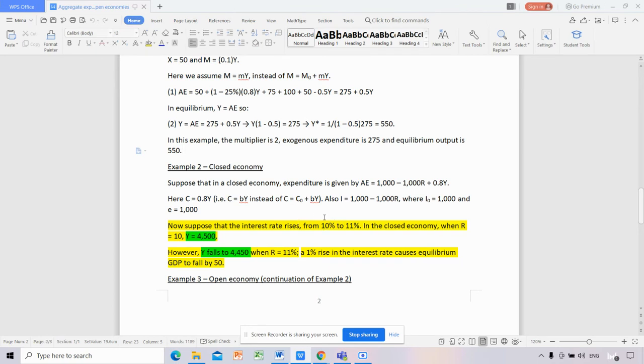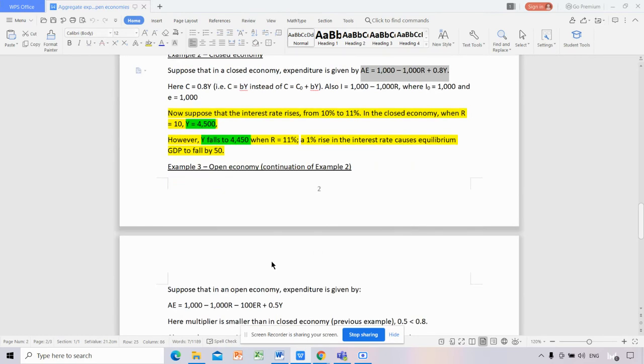But what you need to see is the difference. In the closed economy, aggregate expenditure is this, while in the open economy, aggregate expenditure is this. What's the difference? You obviously see that instead of putting I, investment, equal to I0, we expand it. We write I equal to this minus 1000R.